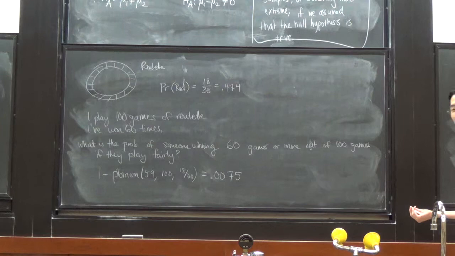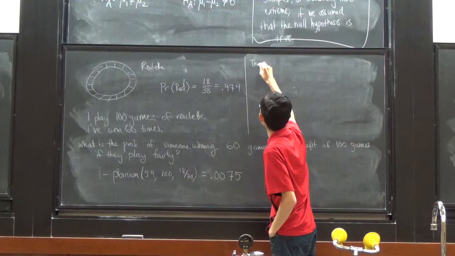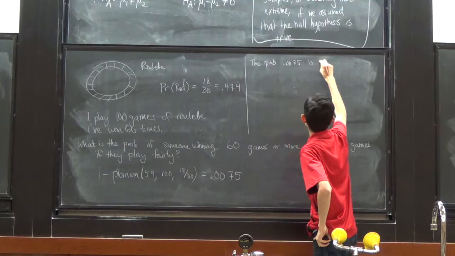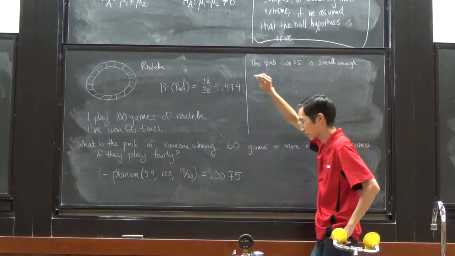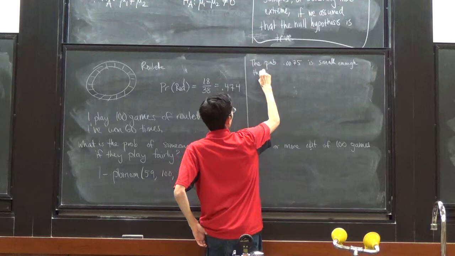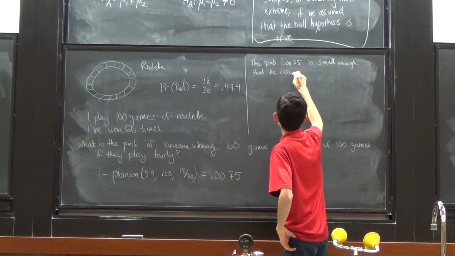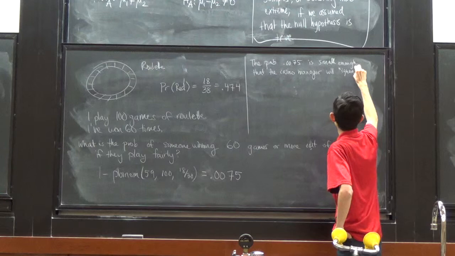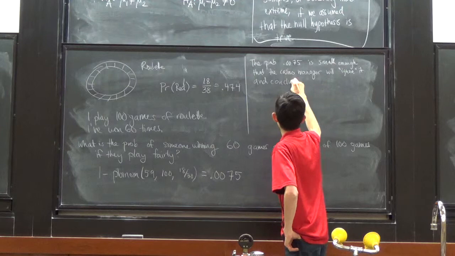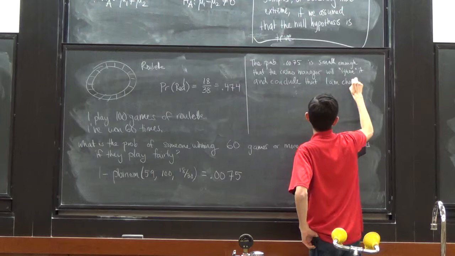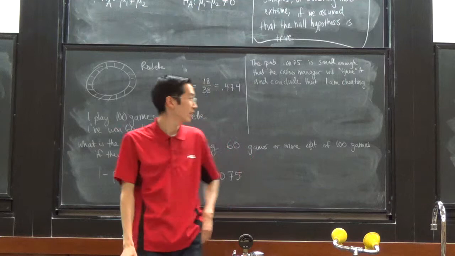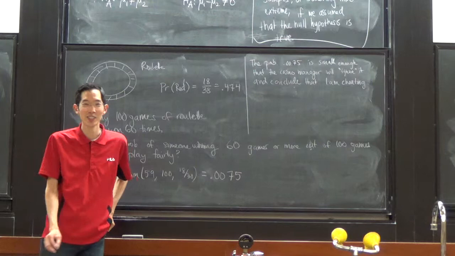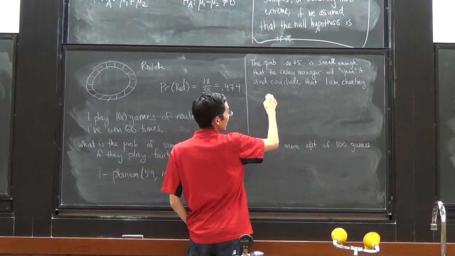Okay? So this probability, 0.0075, is small enough that the casino manager will, quote unquote, ignore it and conclude that I'm cheating, and sends me away, alright? Is that okay?